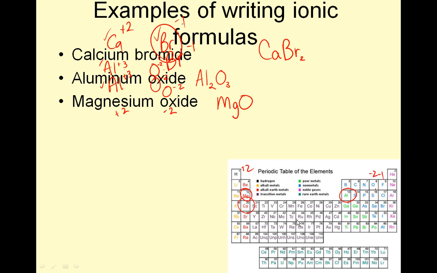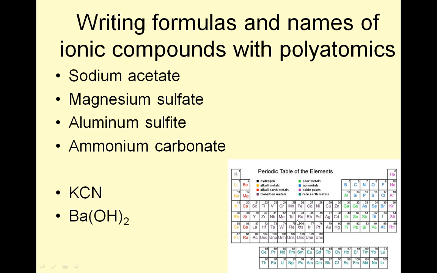Okay, so what do you need? You need a periodic table. What else do you need? You need to know the charges on the ions, and then you make them cancel. Okay, so what if you have polyatomic ions in there, or you have names with polyatomic ions?